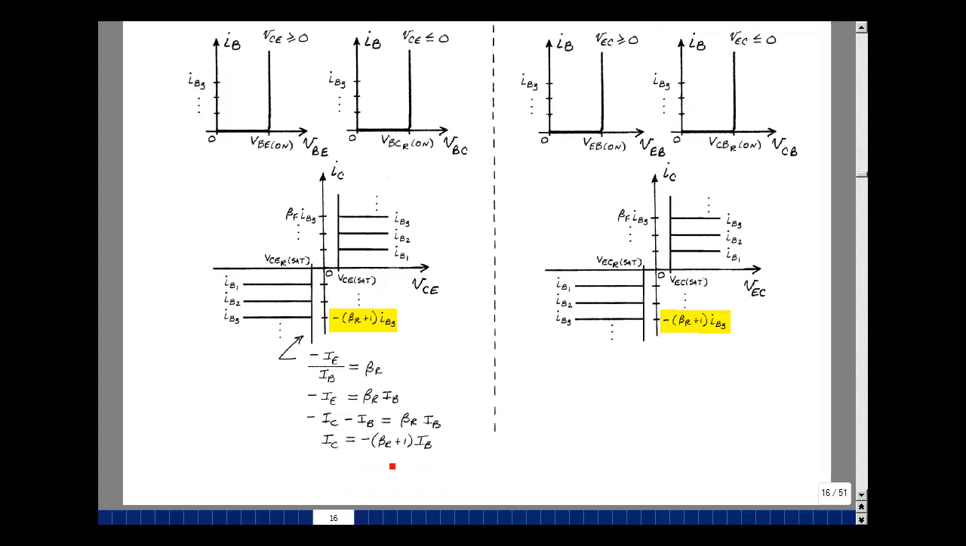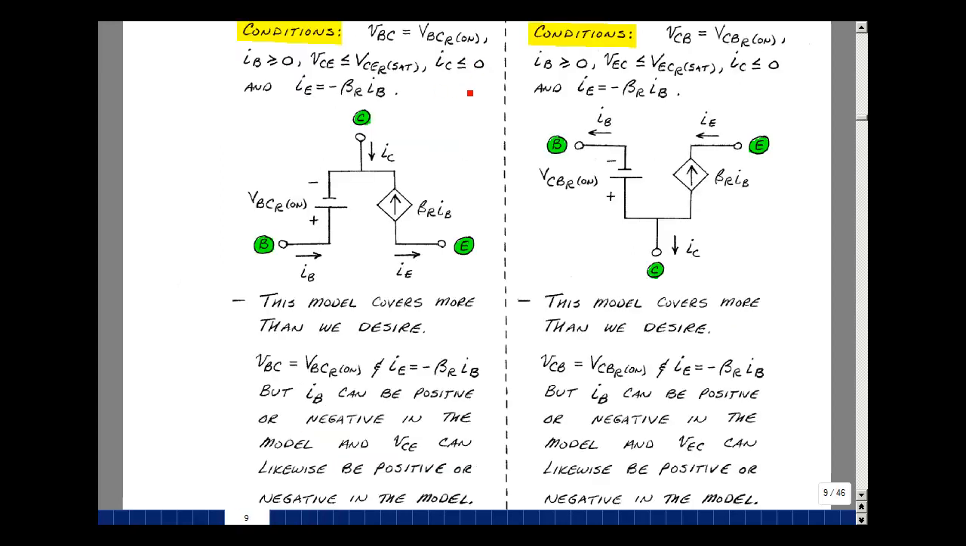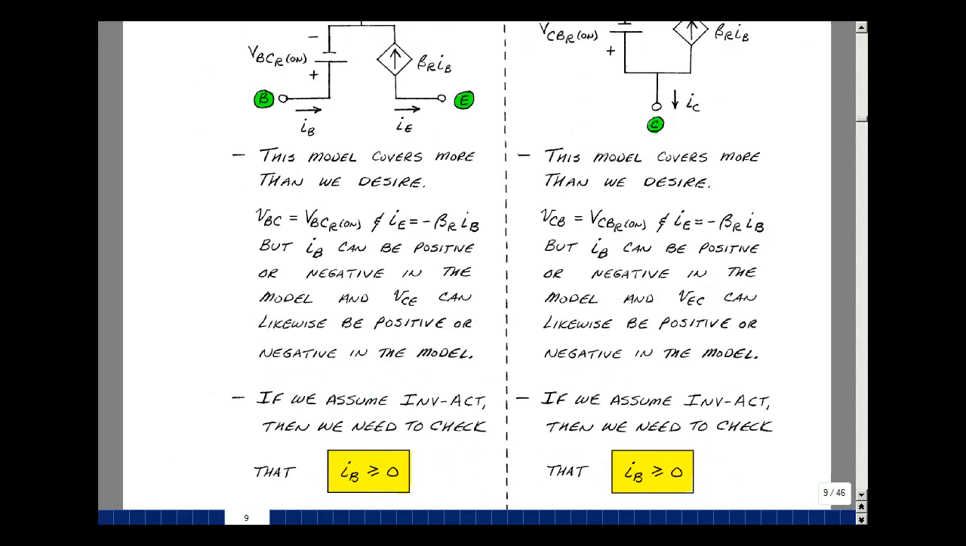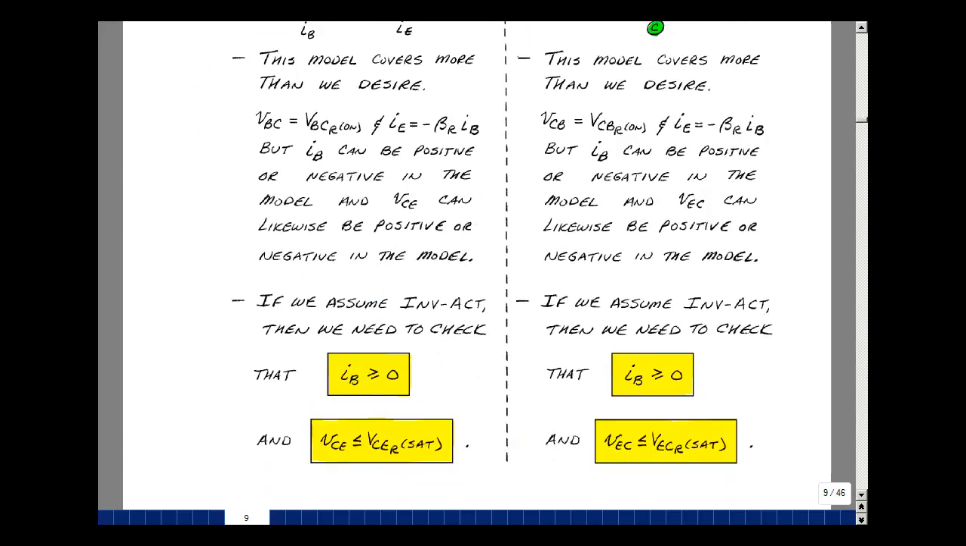This relationship here: if I sub B is greater than 0, then I sub C will be less than 0. The other condition here is actually satisfied by having this relationship and this relationship satisfied. Put the model in. We'll need again to check that I sub B is greater than or equal to 0 and that VCE is less than or equal to VCR sat.